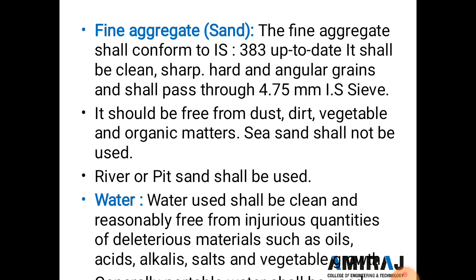The second material we use is fine aggregate, also called sand. The fine aggregate shall conform to IS 383 up to date. It shall be clean, sharp, hard and angular grain, and shall pass the 4.75 mm sieve. Only 4.75 mm sieve passing sand is used in plastering work. It should be free from dust, dirt, vegetable and organic matter. Generally sea sand is not used in construction, because sea sand has salt properties, so we use only river sand or pit sand.